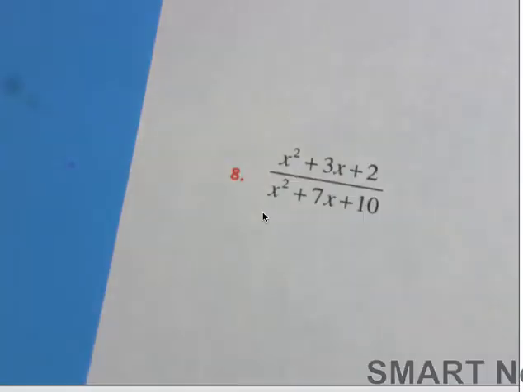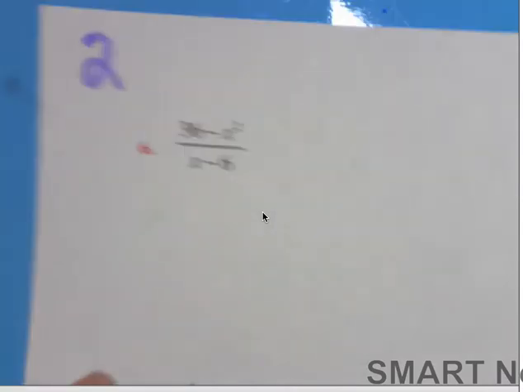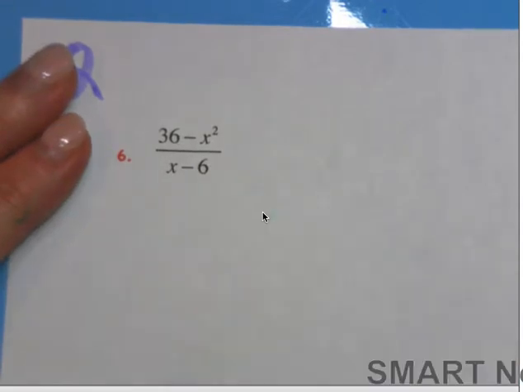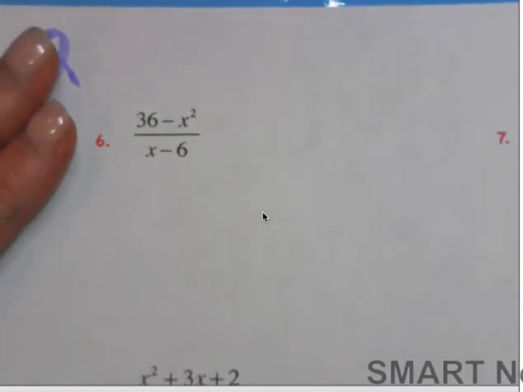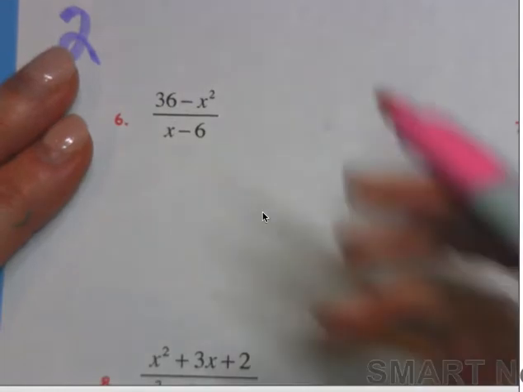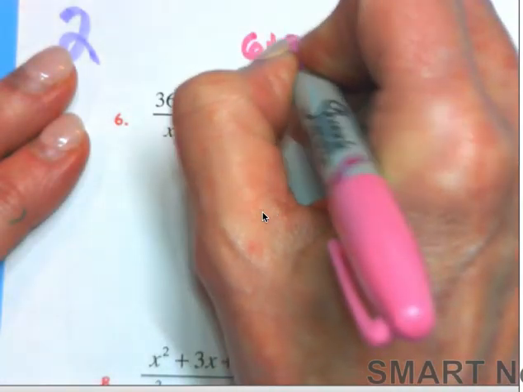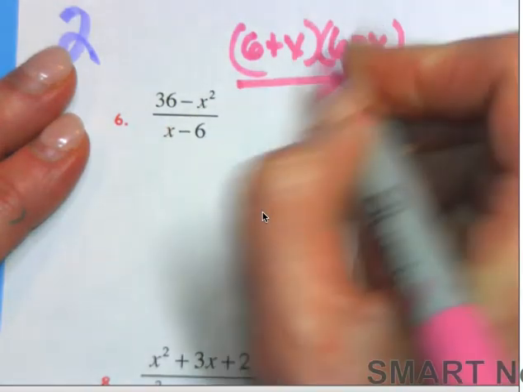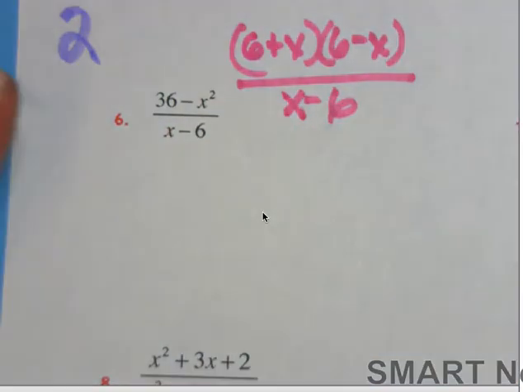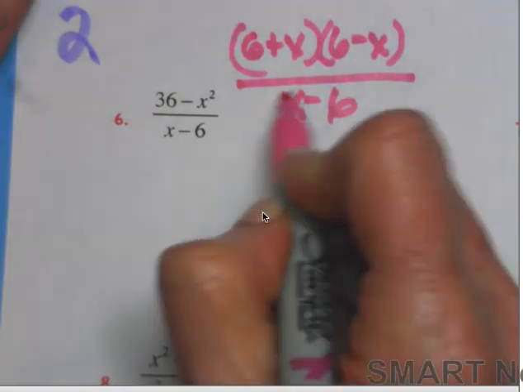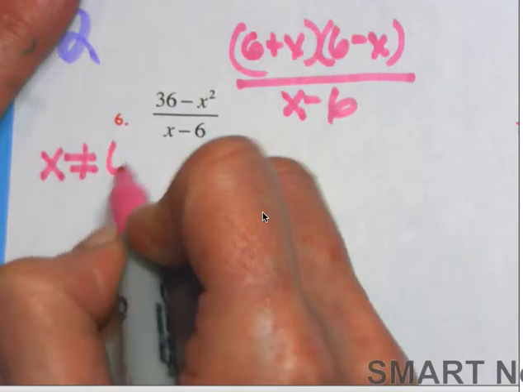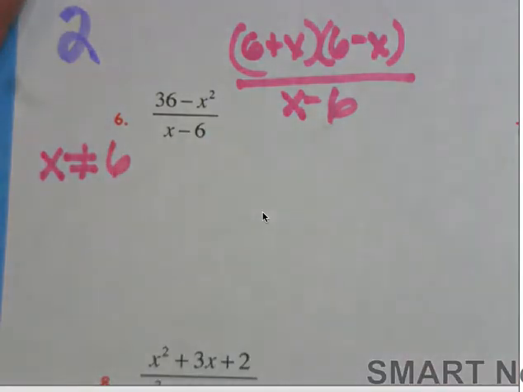On page number 2, this is where I need to think about factors that differ by -1. So let's look at problem number 6. My first job is to factor both numerator and denominator. So here I'm going to have 6 plus x and 6 minus x, and then my denominator is x minus 6. So let's list our excluded values, looking at my denominator only. My excluded value is positive 6. X cannot equal positive 6.